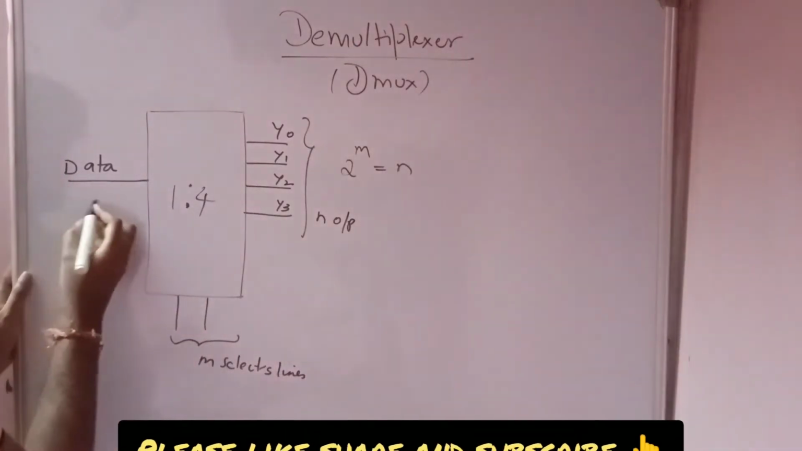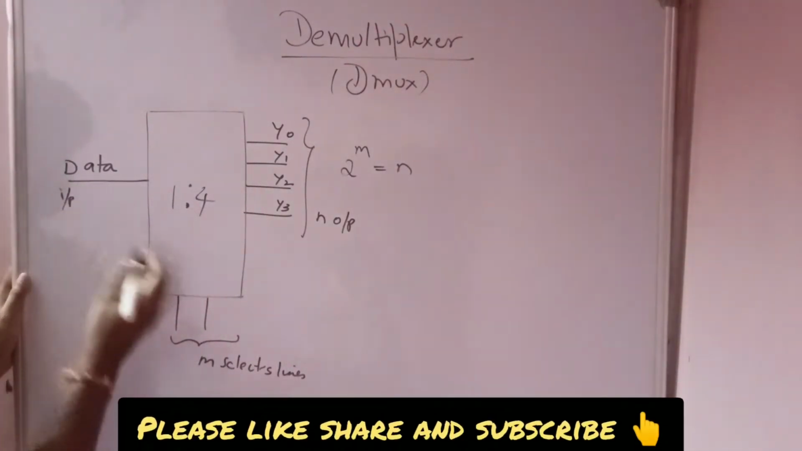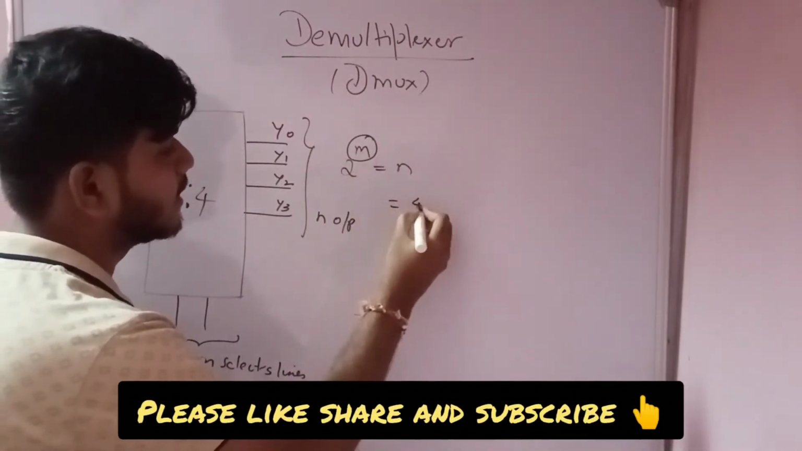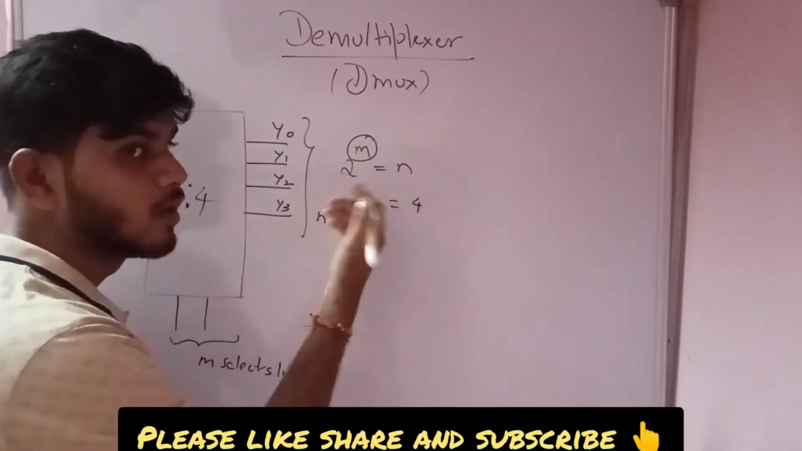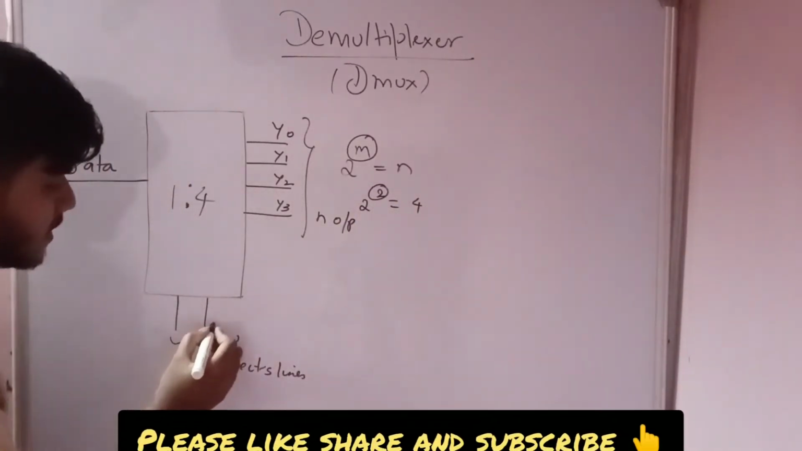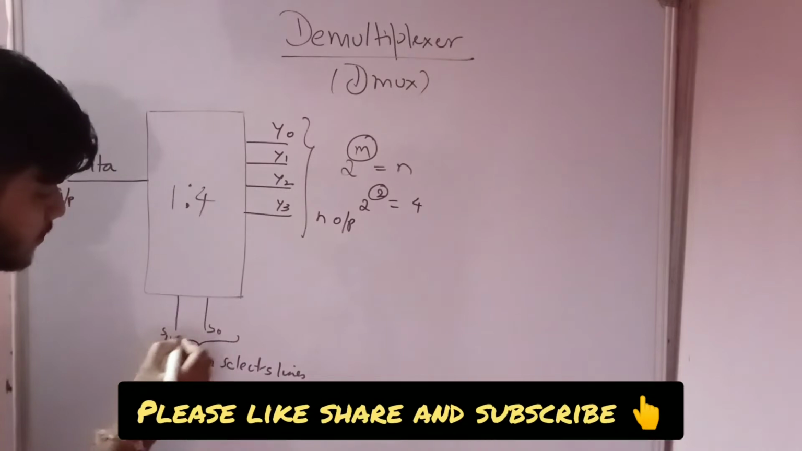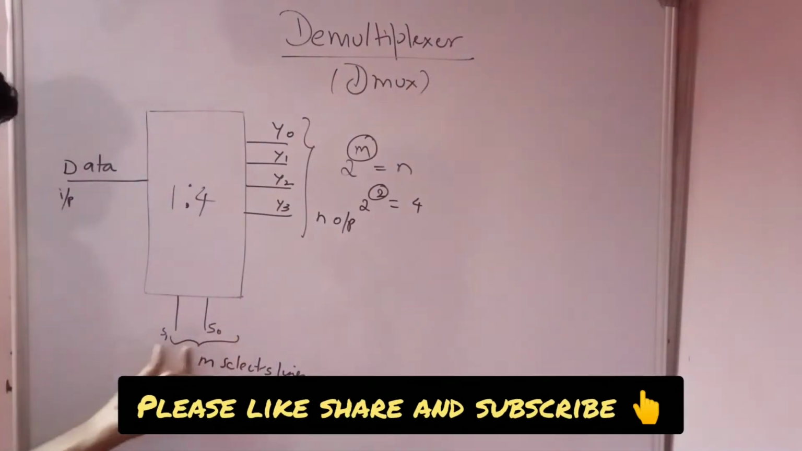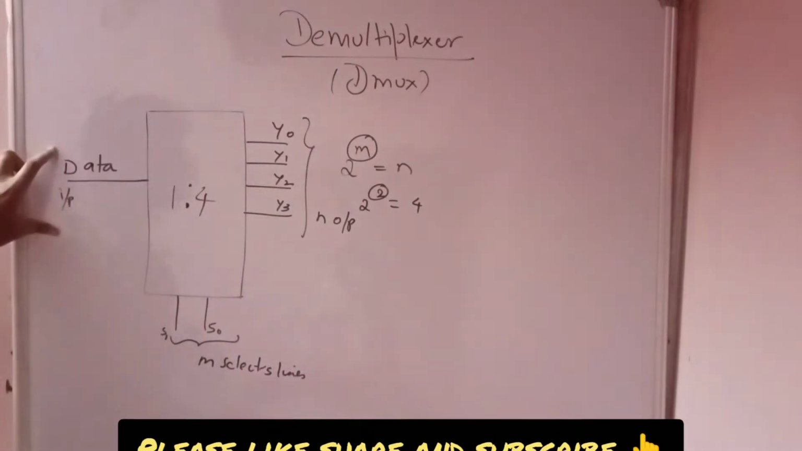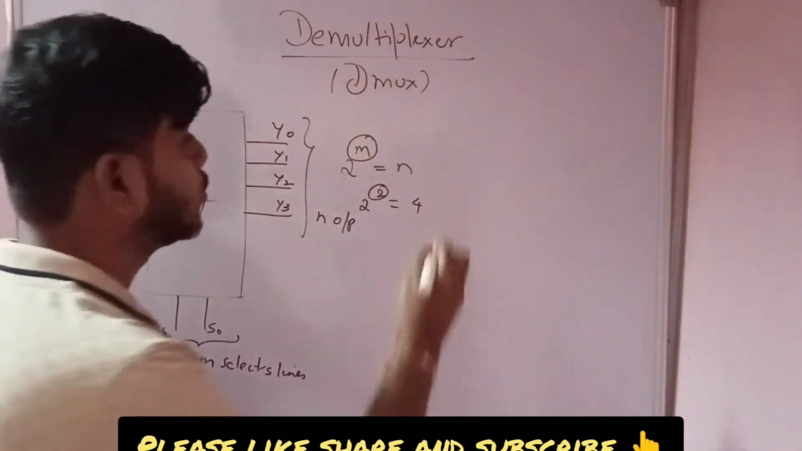And you have input lines. Now here we need to get m. We know n is 4, so 2 raised to 2 will be 4, so you have 2 select lines. Let's write your select lines as S0 and S1. So now these are my select lines, these are my output lines and this is my input line. So let's draw the truth table for this.